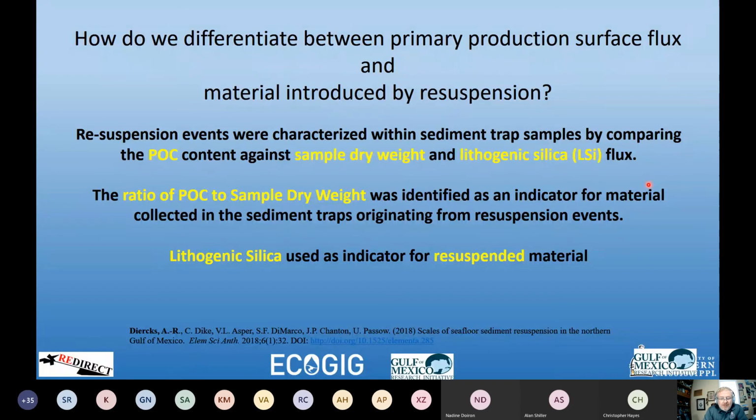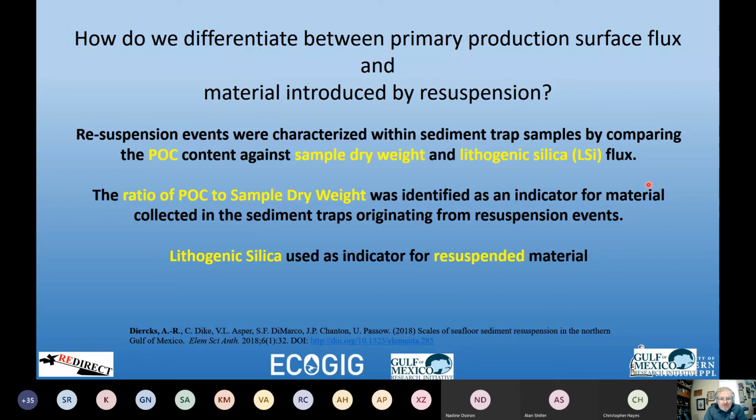So if we compare the particulate organic carbon against the sample dry weight, then based on the knowledge that we have, biogenic material is deposited on the seafloor. Once it's down there, it starts to be decomposed by bacteria, and things are falling apart. The organic carbon is being consumed, and so the relative amount of organic carbon per volume is decreasing. So a sample with low particulate organic carbon relative to dry weight means we potentially have resuspended material which has been deposited on the seafloor, then got moved back into the water column and then settled back into the sediment trap. So basically one cycle more.